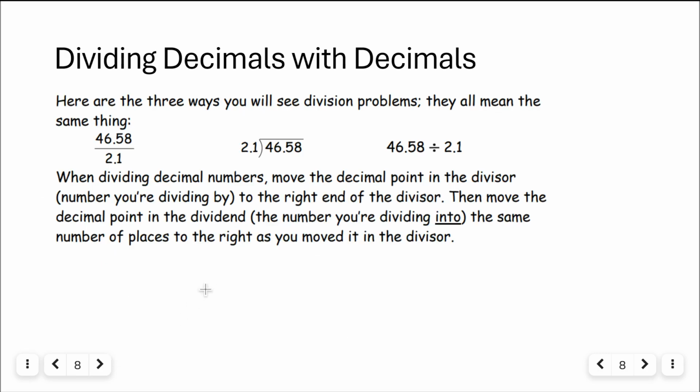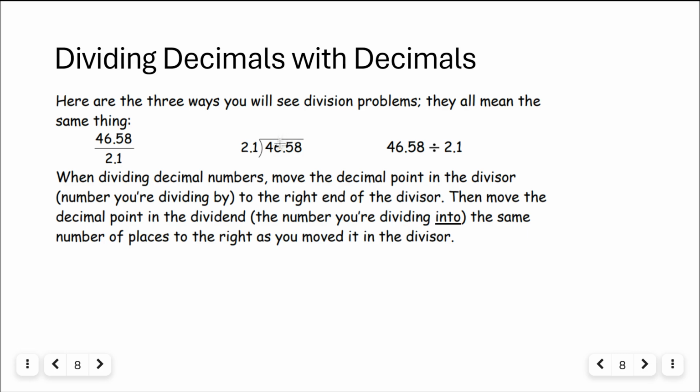All right, now if you want to divide a decimal with another decimal, it's a little bit more complicated. Basically, all these 3 things mean the same thing, right? You've known that before. Yeah, we've done that many times. All right. So let's say you wanted to divide 2.1 into 46.58.